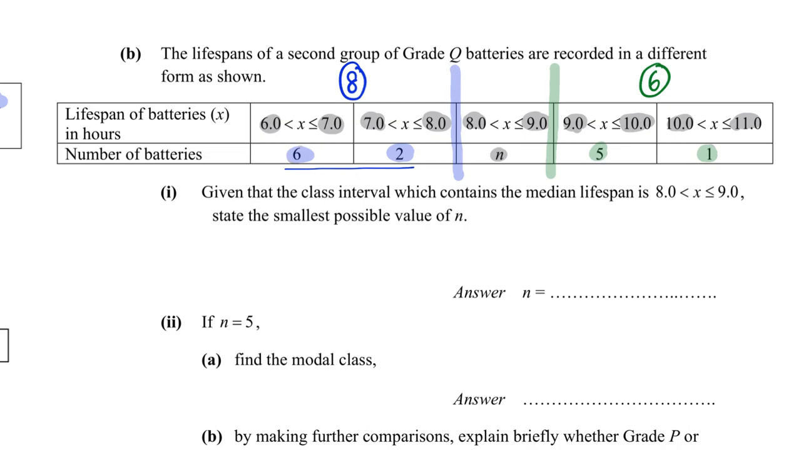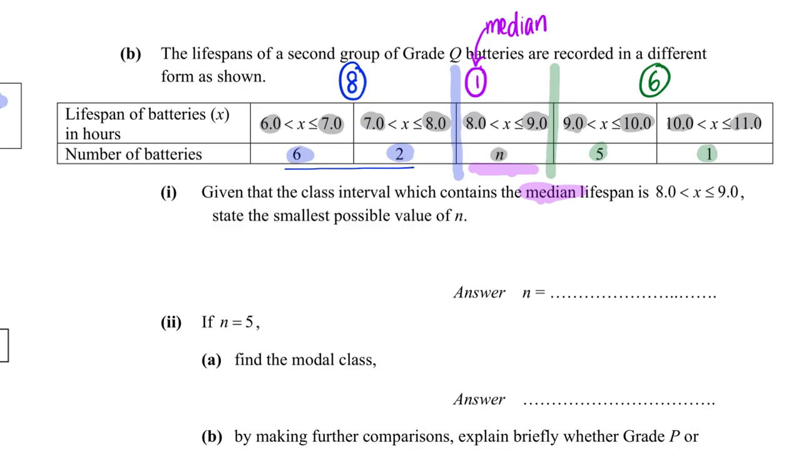And if I want the median to be here, that means that middle battery is really there. What could be the smallest possible value of n? So right, there's this 1 battery that is happening here, and this is my median.